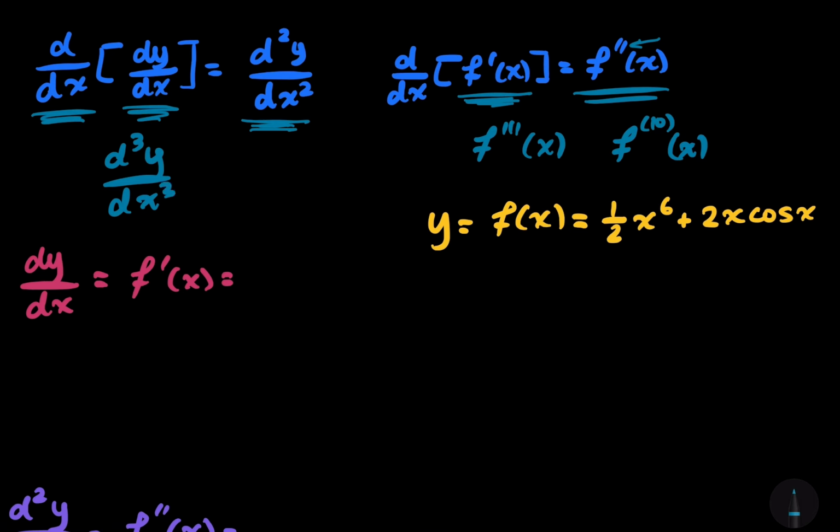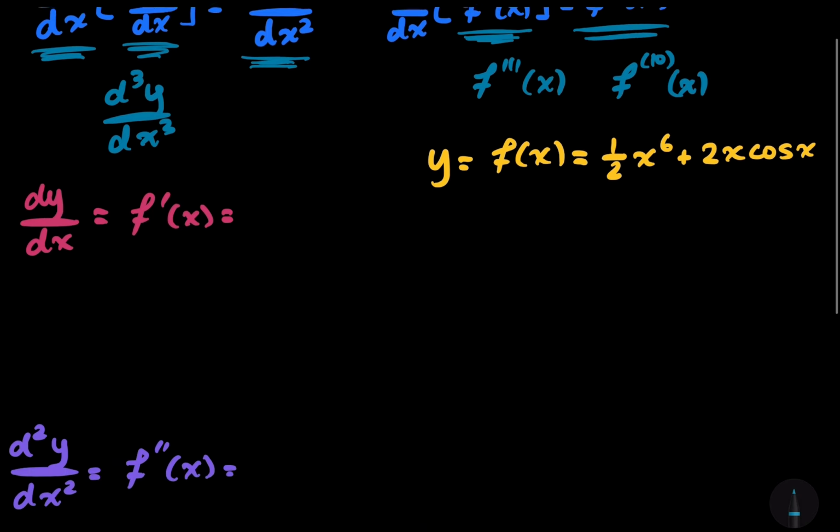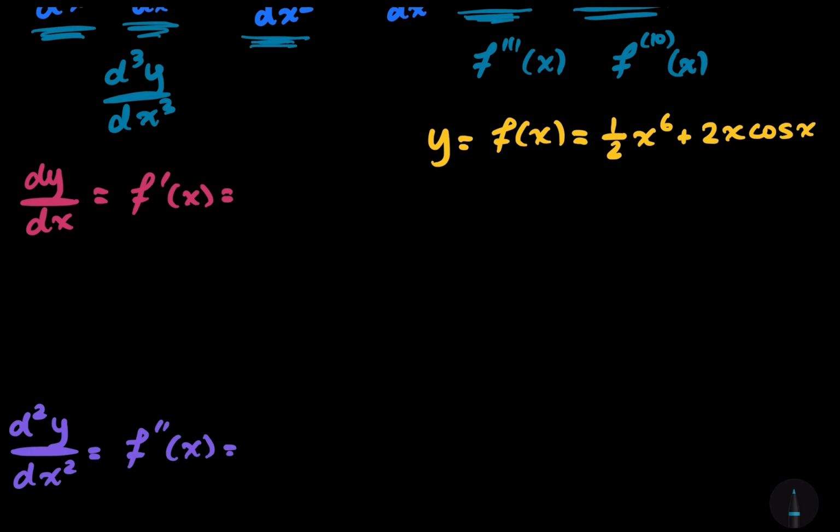And so what I'm actually going to try to do is illustrate an example of how we can use this notation for this particular function over here. So here we have y equals f of x, which is equal to 1/2 x to the 6th plus 2x cosine of x. And so what we're going to do is first of all determine dy by dx. We're just going to take the first derivative of this function.